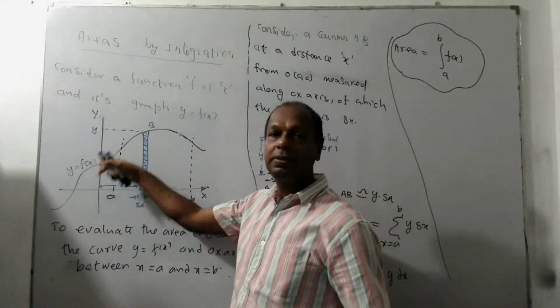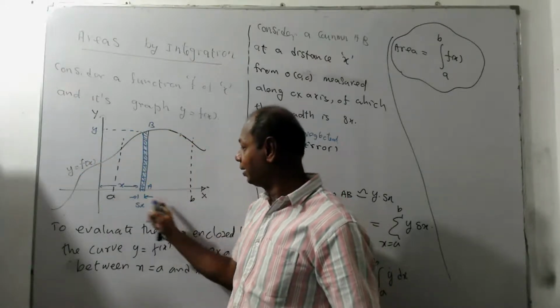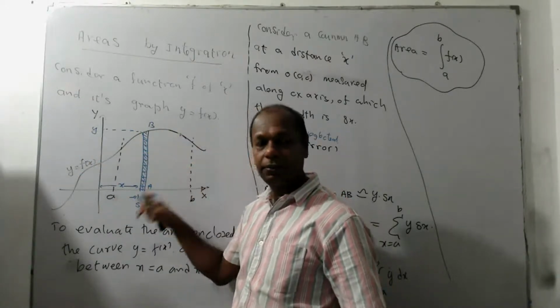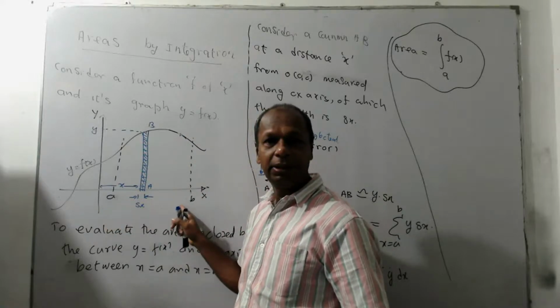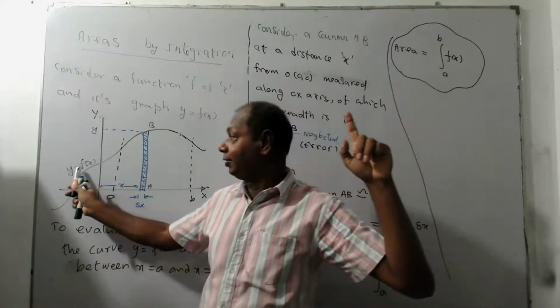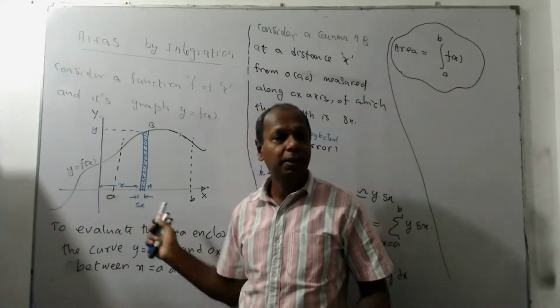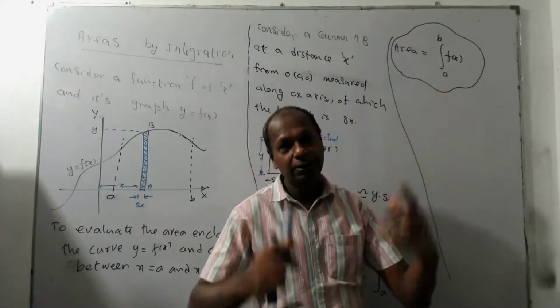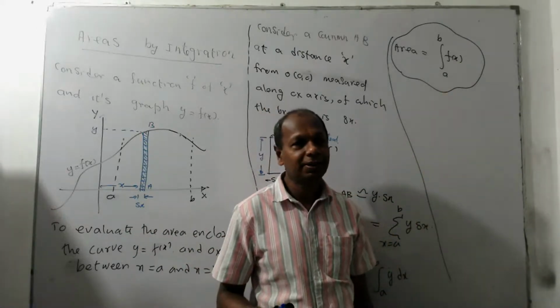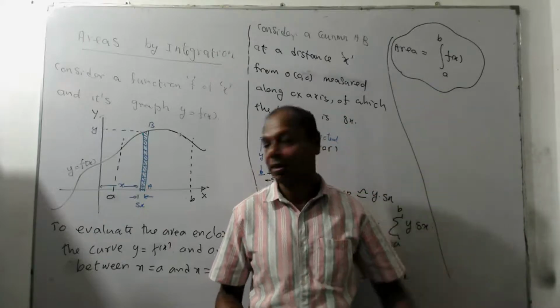The graph is of y equals f(x). We want to find the area under the curve as x goes from a to b. In short, it is directly given by the integral of this function as x goes from a to b. So that's what we found finally. In short, that's what we found. And this is the story.